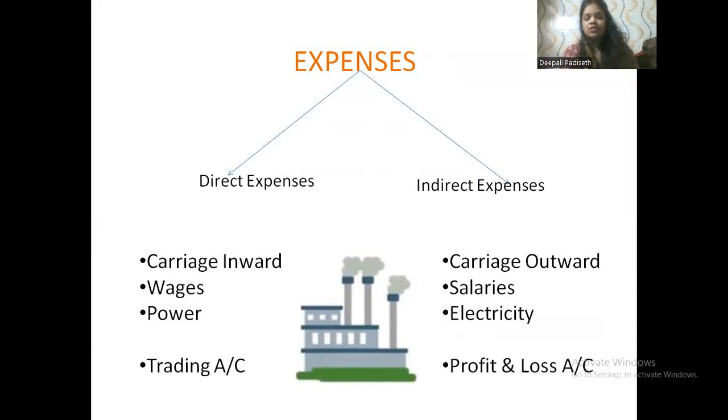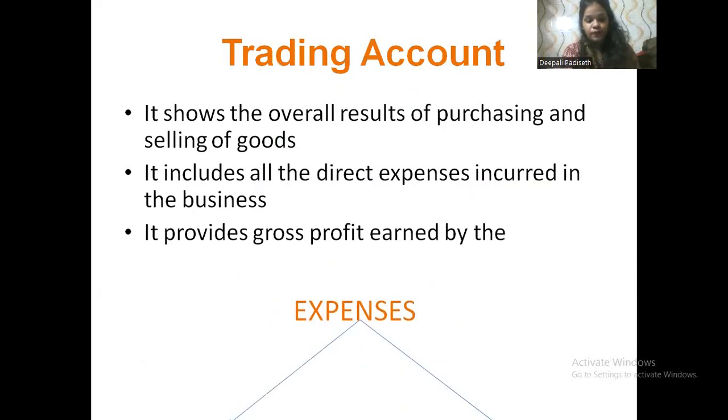Second is indirect expenses. Indirect expenses, we choose the option of trading account, and in indirect expenses, whatever expenses we spend, like from the factory, like salaries, the electricity, whatever salary we give to the employee, that expense, and the amount which we pay for the electricity bills, that is indirect expenses. So in this, we use the method of profit and loss account.